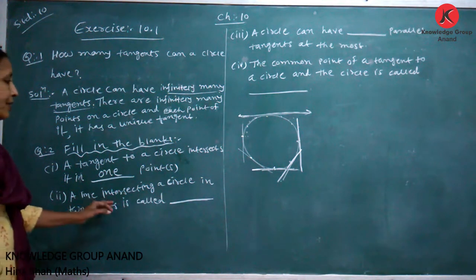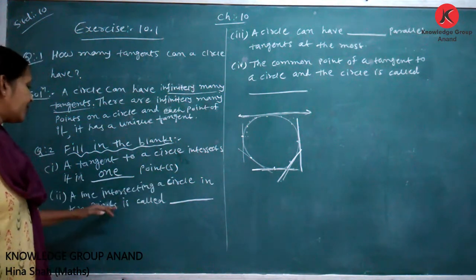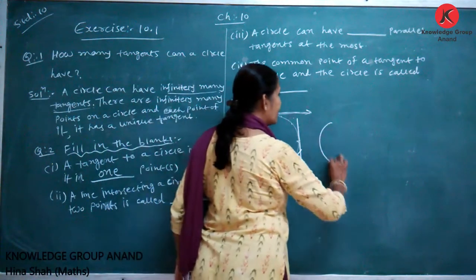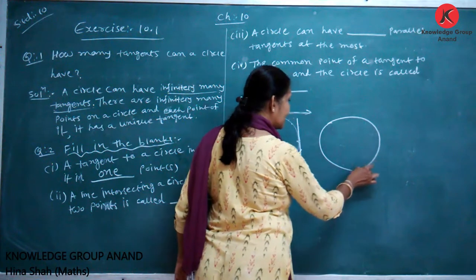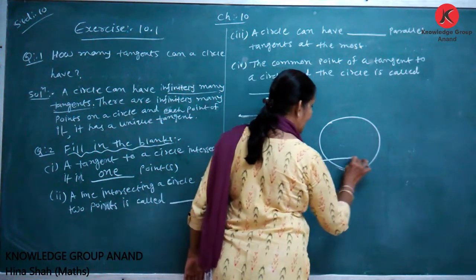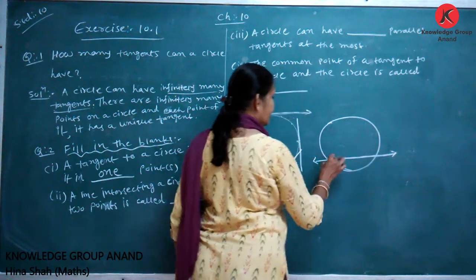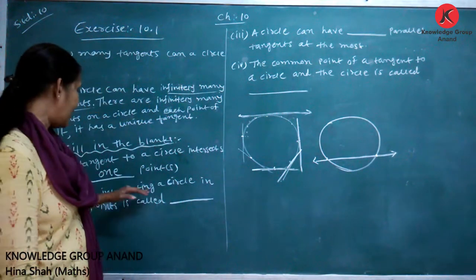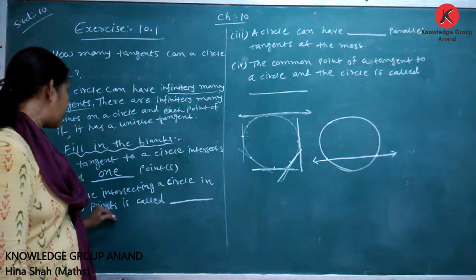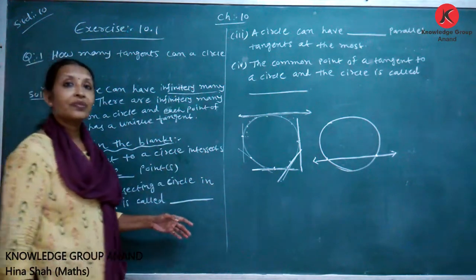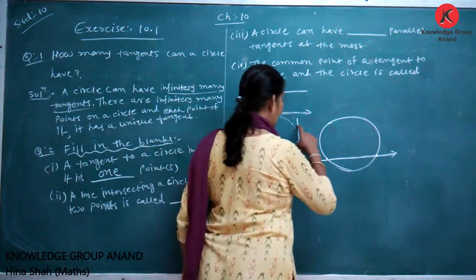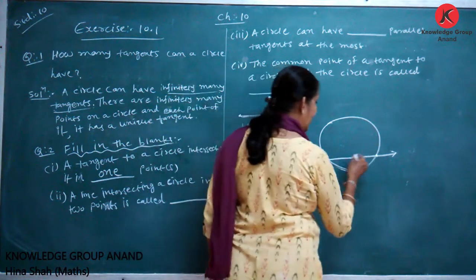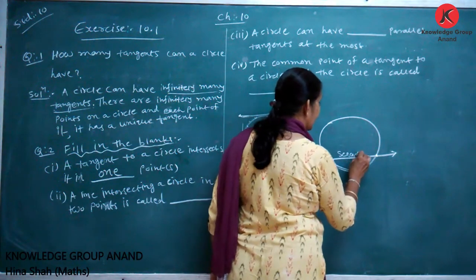A line intersecting a circle in 2 points is called, in the theorem, I remember, a line intersecting a circle in 2 points is called, and a line intersecting in 1 point is called a tangent. A line intersecting in 2 points is called a secant.